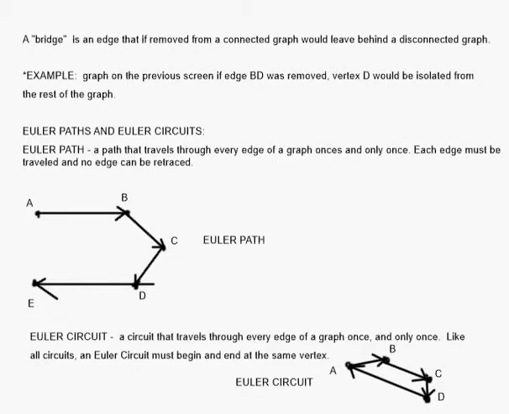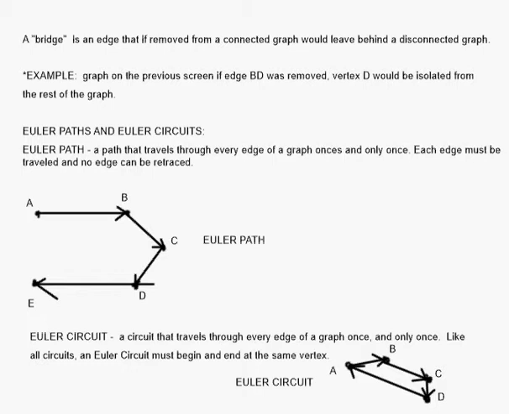A bridge is an edge that, if removed from a connected graph, would leave behind a disconnected graph. Example, in the graph on the previous screen, if edge BD was removed, vertex D would be isolated from the rest of the graph. Euler paths and Euler circuits. A Euler path is a path that travels through every edge of a graph once and only once. Each edge must be traveled and no edge can be retraced.